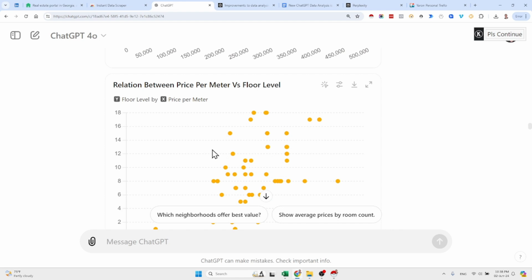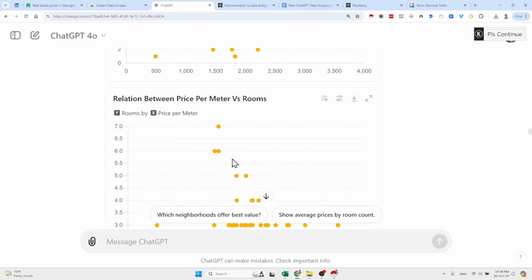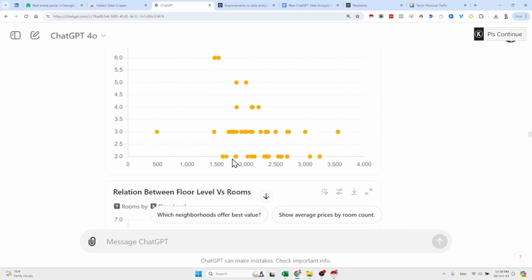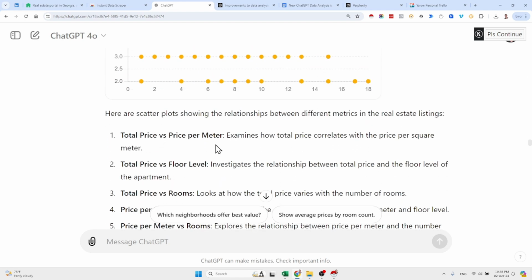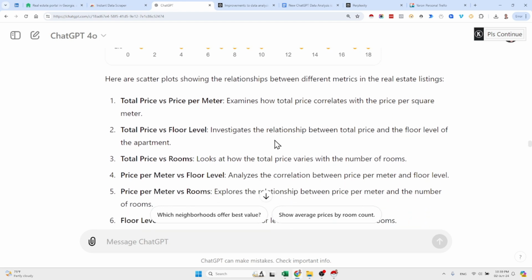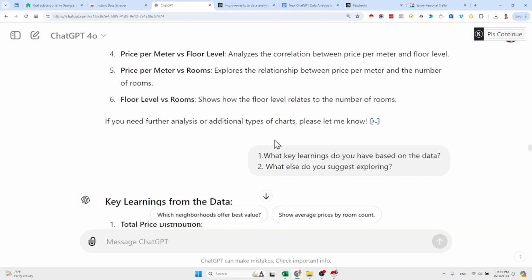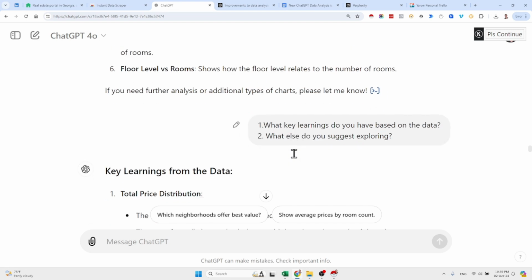This is the relation between price per meter versus floor level, relation between price per meter versus rooms, etc. I don't want to bore you, but here's an explanation of all the scatter plots. And this was so useful today because I had to analyze, as I told you, the AOV and conversion rates drop. So I started analyzing what was the daily spend, what was the amount of units sold, what was the AOV, day of the week, stuff like this. So this is very, very useful. The more data you feed it, it's going to be more useful.